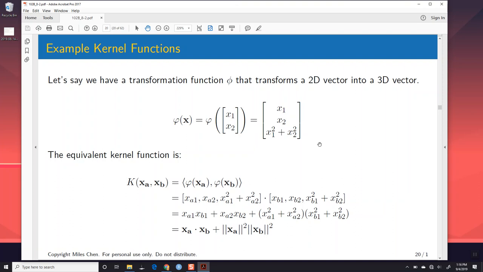It just means do element-wise multiplication down the vector. You have two vectors of equal length. You do element-wise multiplication, and then you add everything up together. That's going to be your dot product.